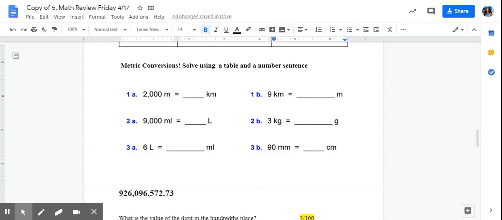Next, we have metric conversions. We're going to solve using a table and a number sentence. So again, like we've practiced in previous math review, you are always going to draw a table and create a number sentence.